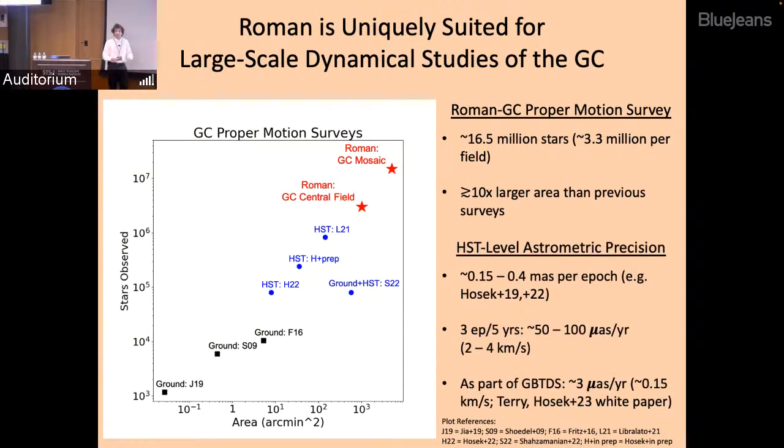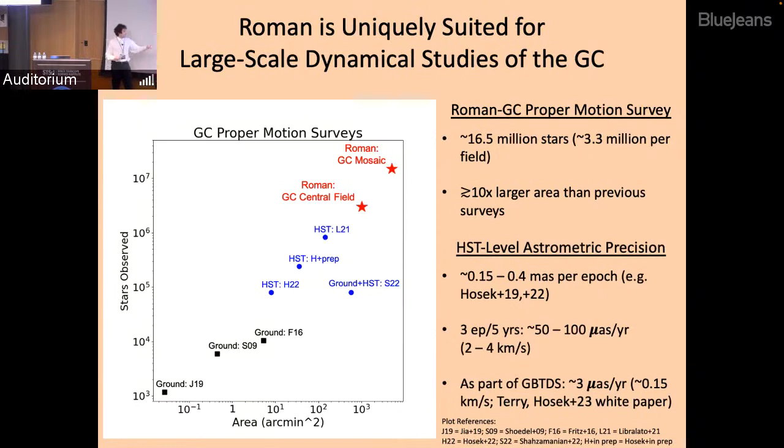And we know from our experience with HST that Roman can deliver high precision astrometry at the Galactic Center, in particular from our WFC3IR observations. We know we can measure specific stellar positions to an accuracy of about 0.15 to 0.4 milliarcseconds. If we take that, let's assume a general observer, general astrophysics survey of 3 epochs of observations over 5 years. That means we could measure proper motions to a precision of 50 to 100 microarcseconds per year. That's a velocity precision of 2 to 4 kilometers per second at the Galactic Center.